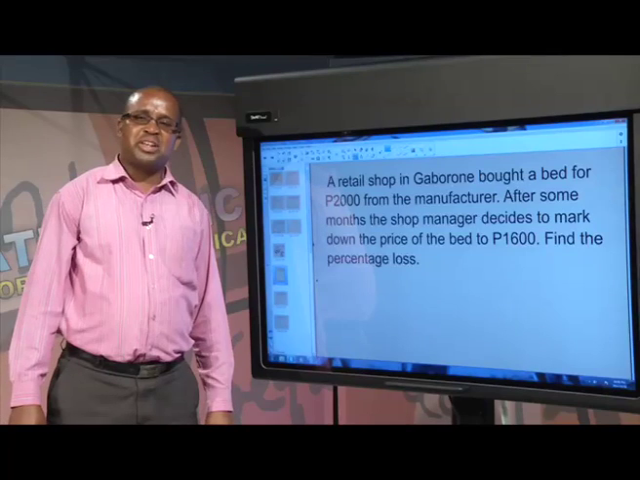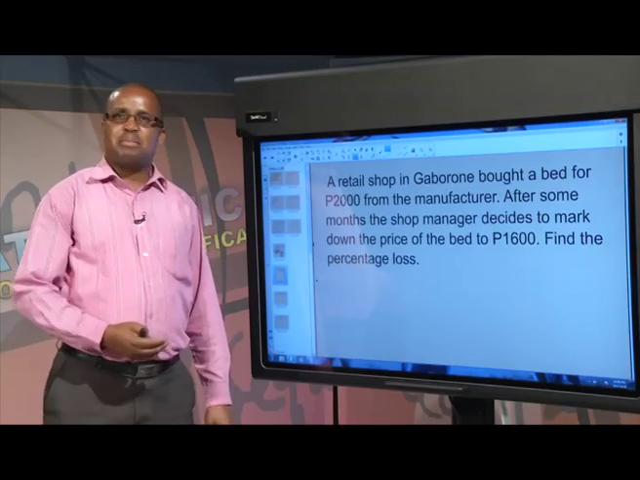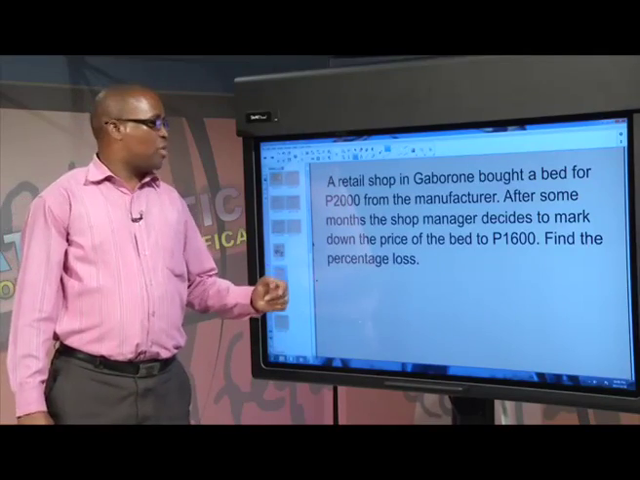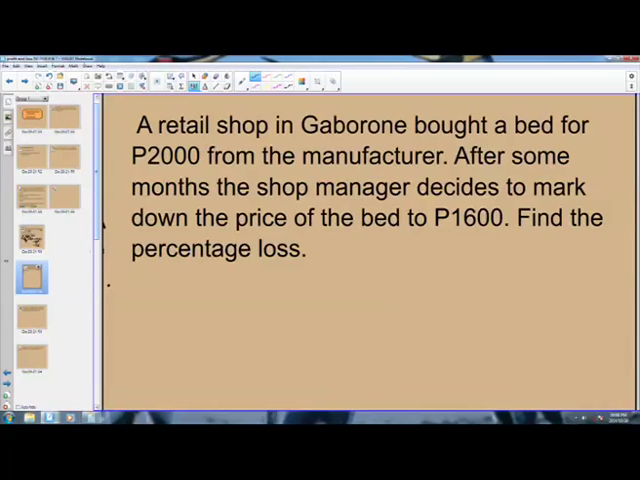Welcome back from the short break. Remember, we are discussing profit and loss. Now, before we went for break, we are still discussing our question here, which says a retail shop in Gaborone bought a bed for 2,000 pula from the manufacturer. After some months, the shop manager decides to mark down the price of the bed to 1,600. Find the percentage loss. So here, it means we are going to be finding the percentage loss.